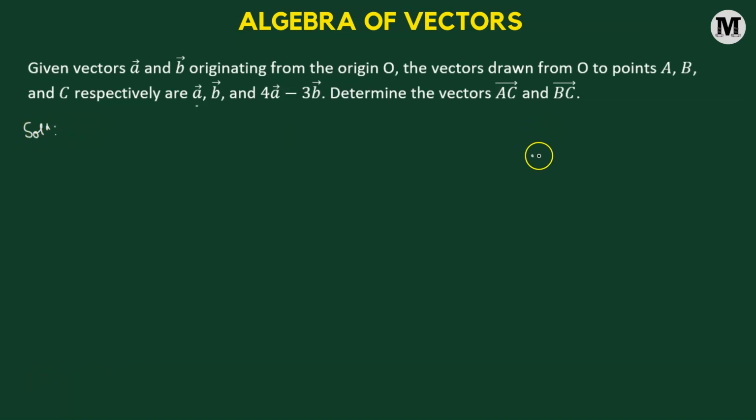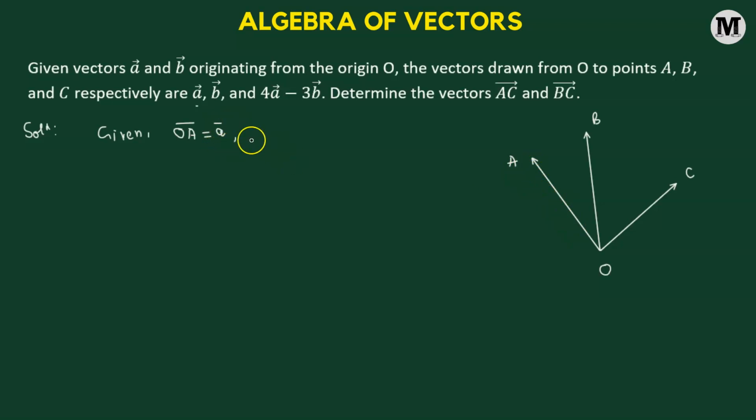So here we'll be considering 3 points, point A, point B, and point C. Then we'll also consider another point O, which is going to be the origin. Now we'll be joining O and A, O and B, and O and C. Now it's given in the problem that vector OA, the vector joining the origin O to the point A, is given by vector A.